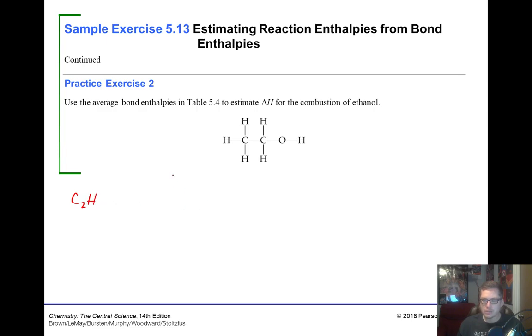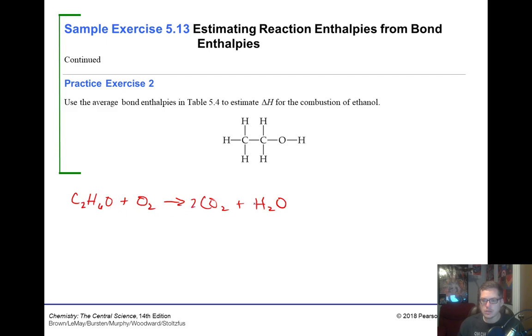C2H6O plus O2 goes to CO2 plus H2O. Okay, so we've got to balance this. We've got 2 carbons here, so we need 2 carbons here.